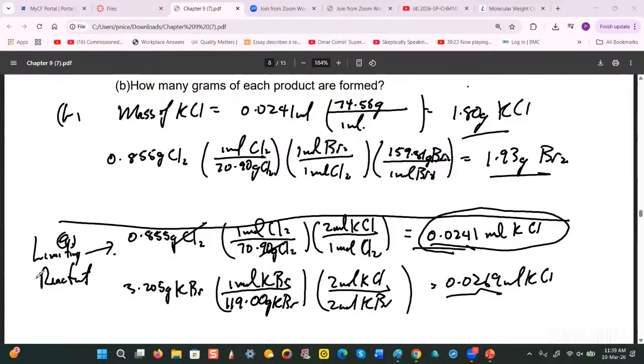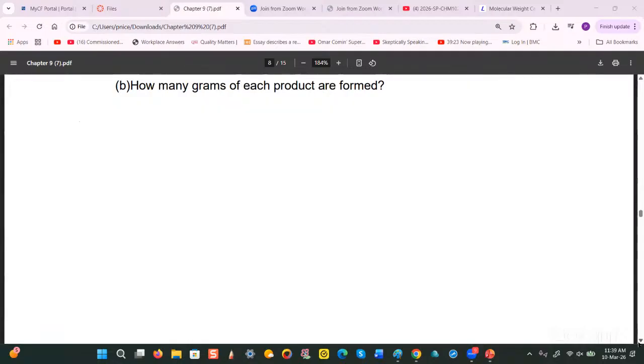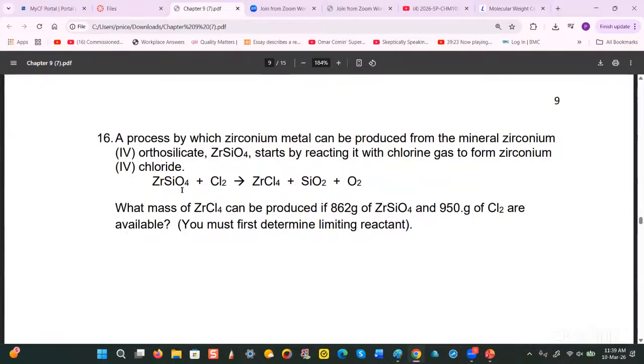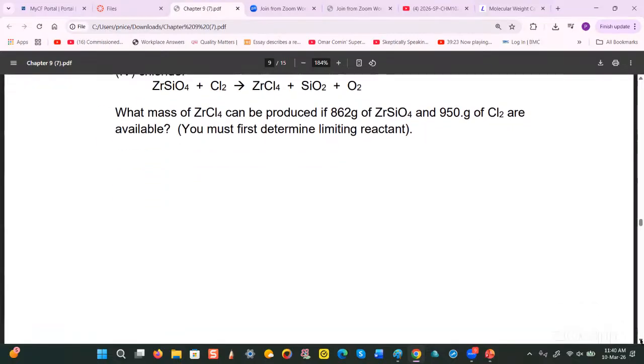Let me clear this and scroll down. Number 16. I don't think this equation is balanced. You have to balance it. And they asked what mass of the product can be produced. It's the same thing as in the previous question, so I'm going to leave that for you to do. But check each of these equations and make sure that they're balanced. If the equation is unbalanced, then that increases the likelihood that you'll end up with the wrong answer.